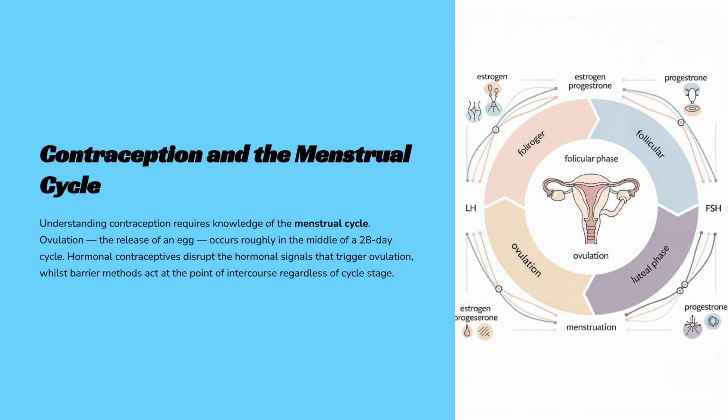To understand how hormonal contraception works, it helps to know the menstrual cycle. Ovulation usually occurs in the middle of a 28-day cycle. Hormonal methods disrupt the signals that trigger this release, while barrier methods work during intercourse regardless of your cycle stage.